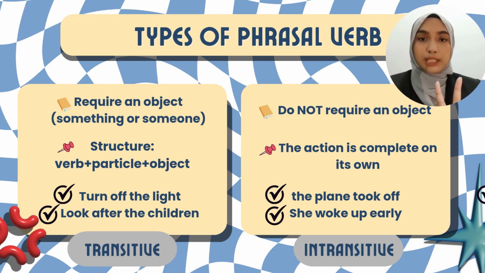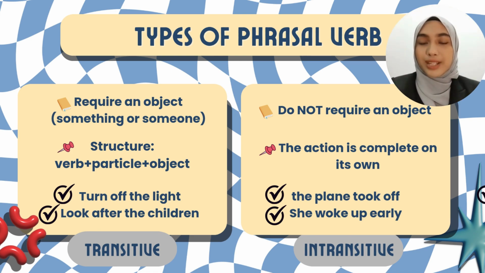Now, let's take a look at the two basic types of phrasal verbs. Number one, we have transitive and intransitive. Transitive phrasal verbs are verbs that need an object, or something or someone that receives the action. For example, turn off the light, or I look after my little brother. The light and my brother are the objects being affected. Next is intransitive phrasal verbs. These do not require an object. The action is complete on its own. For example, we have the plane took off and she woke up early. There's no object after the phrase, but the sentence still makes sense. So, the easiest way to know the difference is, does it need an object to complete the meaning? If yes, it's transitive, and if no, it's intransitive.